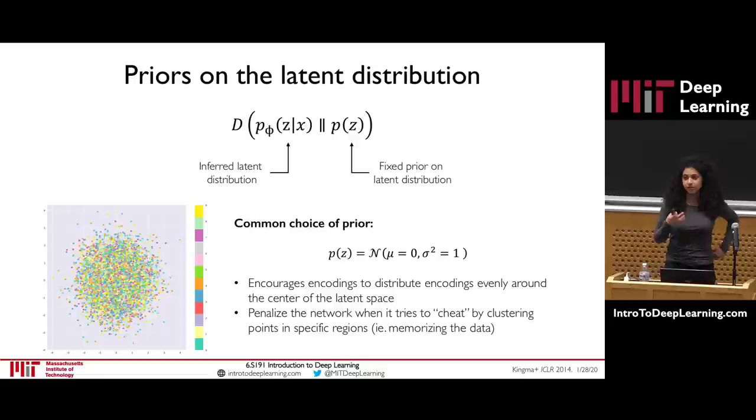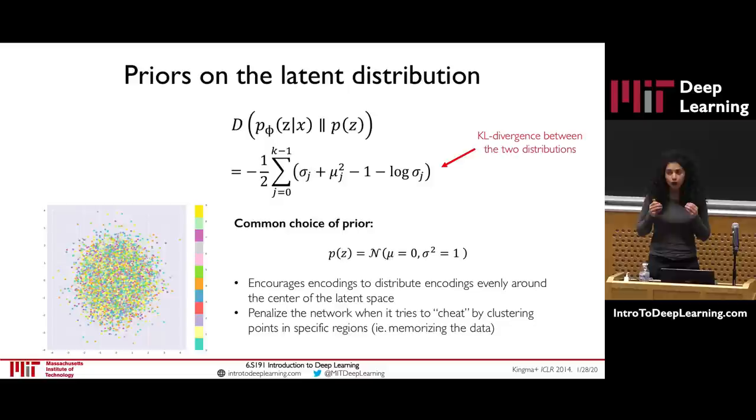So as I mentioned, a common choice for this prior distribution is a normal Gaussian, which means that we center it with a mean of zero and a standard deviation of one. And as the great question pointed out, what this enables us to do is derive some very nice properties about the optimal bounds of how well our network can do. And by choosing this normal Gaussian prior, the encoder is encouraged to distribute the latent variables evenly around the center of this latent space, distributing the encoding smoothly. And actually, the network will learn to penalize itself when it tries to cheat and cluster points outside this smooth Gaussian distribution, as it would be the case if it was overfitting or trying to memorize particular instances of the data.